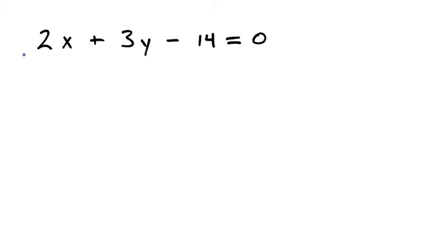Because this is a positive 2x, anytime I move something to the other side, I'm going to do the opposite. So the opposite of positive 2x is negative 2x. So basically, I'm subtracting 2x from both sides. And the same thing, the negative 14, the opposite is positive 14. So I'm going to add 14 to both sides.